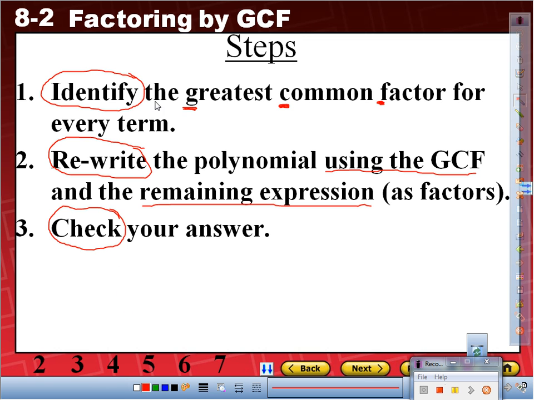Step 1, we need to identify the GCF. Step 2, we rewrite the expression using the GCF and the remaining expression. And step 3, check. Tell your neighbor the steps, please.